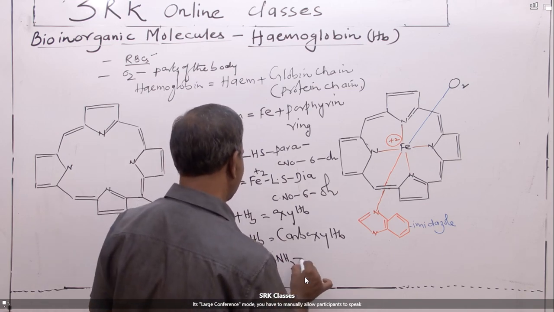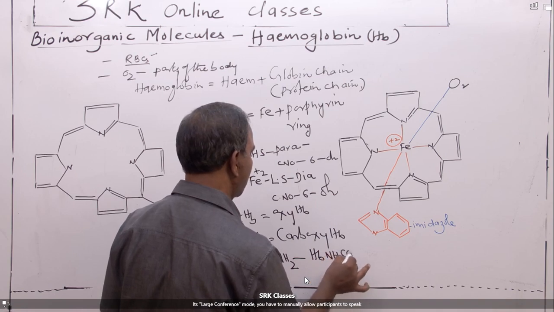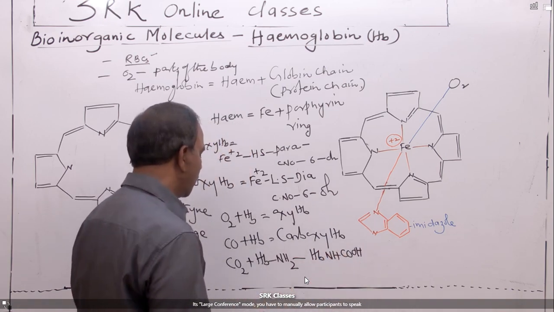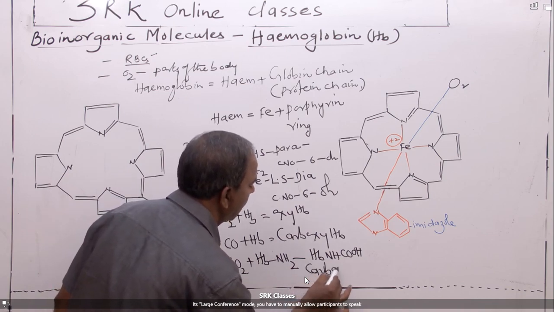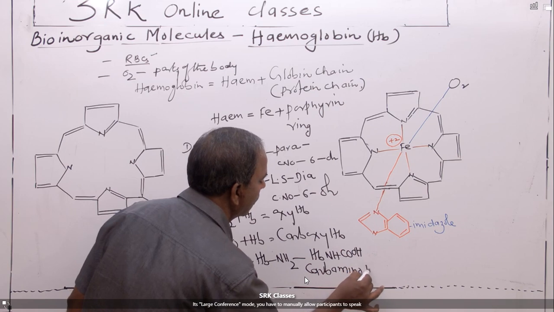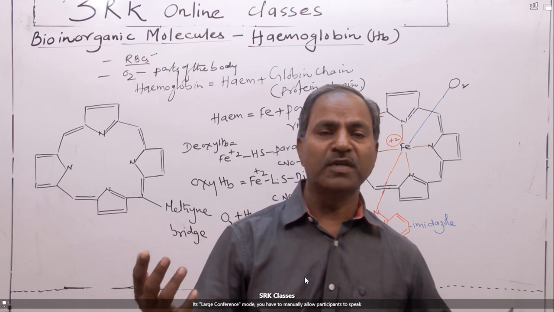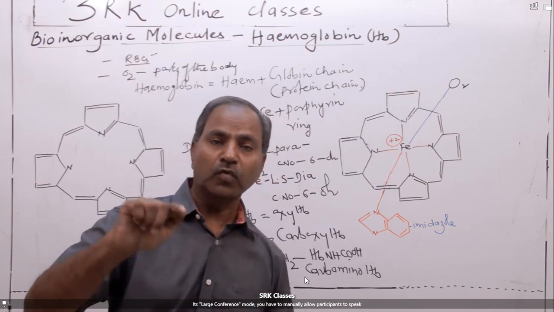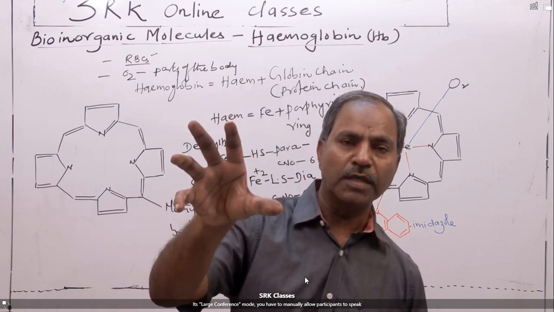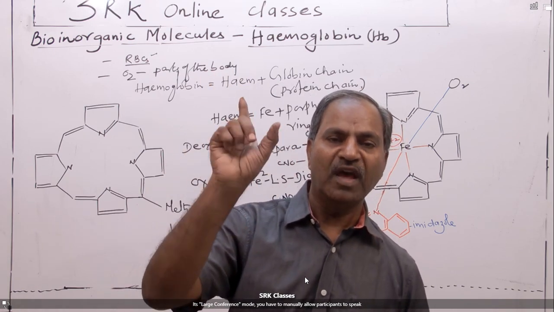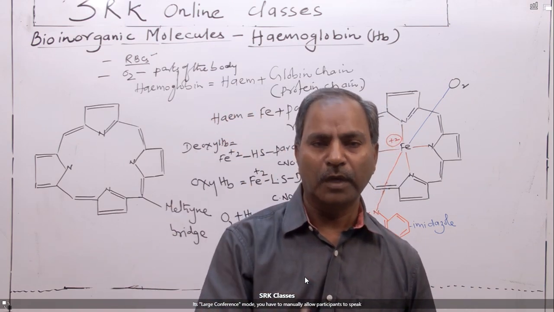This is Hb-NH-COOH. Therefore, this particular molecule is called carbaminohemoglobin. You see, O2 plus Hb, oxyhemoglobin. CO plus Hb, carboxyhemoglobin, but CO2 plus Hb, carbaminohemoglobin, because the CO2 molecule is not bonded directly to the iron atom. It is bonded to one of the NH2 groups of the hemoglobin molecule.